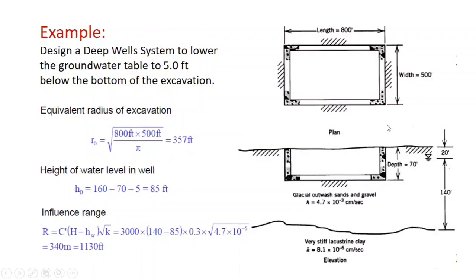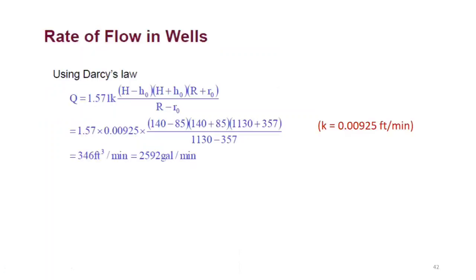So actually this number, 4.7 into 10 to the minus 3 centimeters per second, divided by 100 will make it meters per second, and then multiplying this with 3.281 will make it feet per second, and then you can further divide it by 60, you will make it feet per minute. Okay, so you will get this number like 0.00925 over here. Rest is just given numbers. Okay, so you get the value roughly 2,600 gallons per minute. This is the flow which will be coming to the excavation.